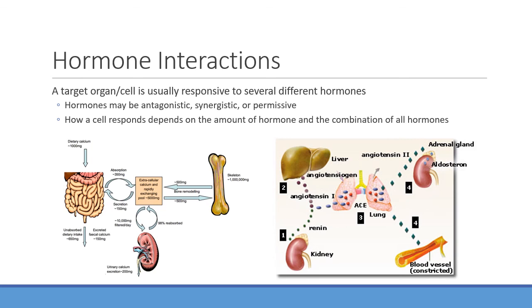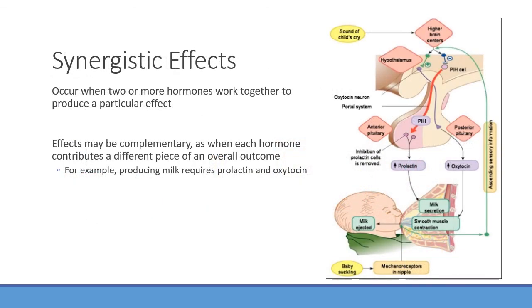And we're going to see that based on the different influences, how much of an antagonist is present versus an agonist versus some of these permissive things can influence how big of a response you're going to get. And we'll go over examples of this. So synergistic, as we mentioned, is when two hormones are working together to produce a particular effect, and you get more response out of both of them together than either component by itself. A good example of this would be lactation, right?